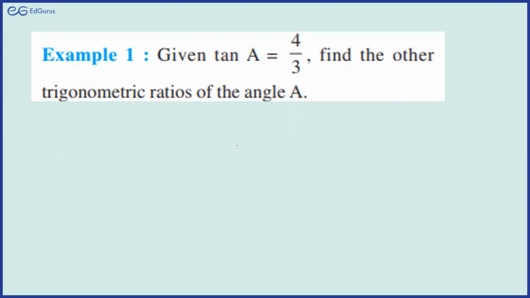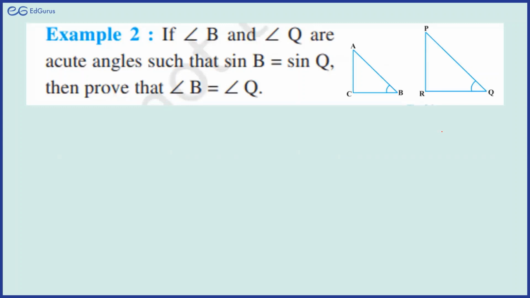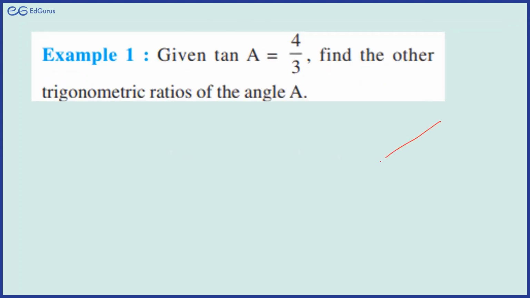Now, given tan A equal to 4/3, find the other trigonometric ratios of the angle A. So this is a very common question that comes, where any one trigonometric ratio of a triangle is given and they want you to find the rest. So tan is given and you are being asked to find the other trigonometric ratios. That means you have to find cos, sin, cot, cosec, sec, all of these, right?